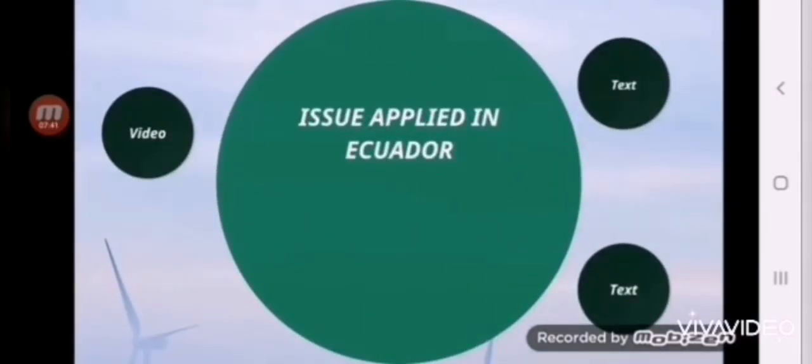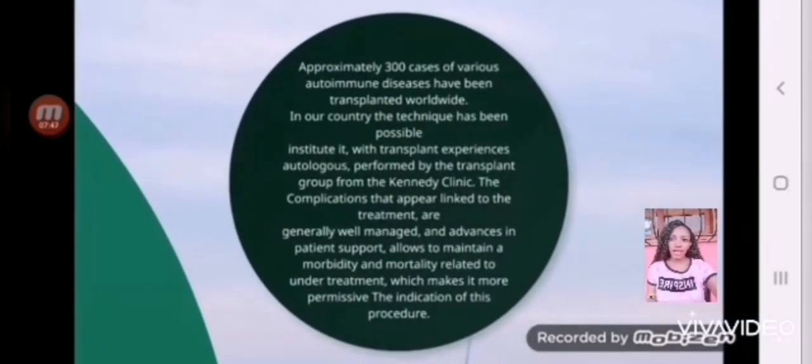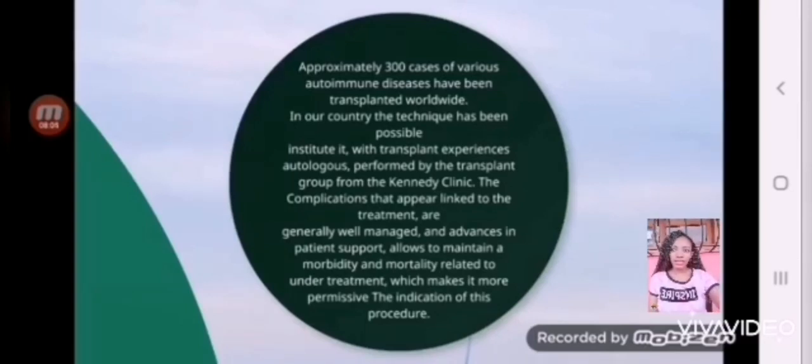As it should apply in Ecuador. Approximately 300 cases of various autoimmune diseases have been transplanted worldwide. In our country, the technique has been possible with the transplant experience performed by the transplant group from the Kennedy Clinic.